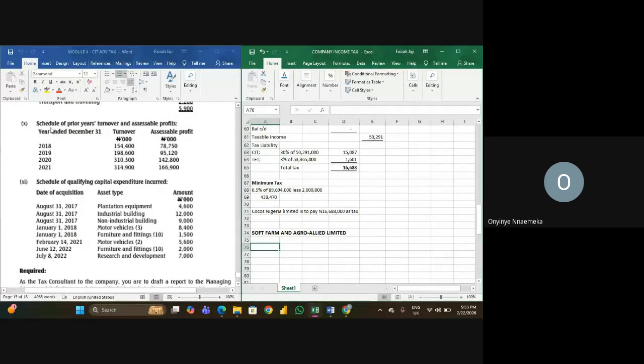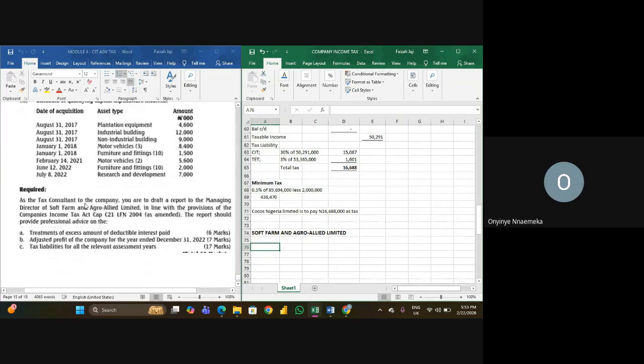We have a schedule of the prior years' turnover and assessable profits. They started business in 2018. They gave us turnover and assessable profit from 2018 till what? Till the previous year before this financial statement. Qualifying capital expenditure, from 2018. We are able to do this, right? Okay, let's start it. If we cannot complete it, we'll finish it in the next class. Let's start it.